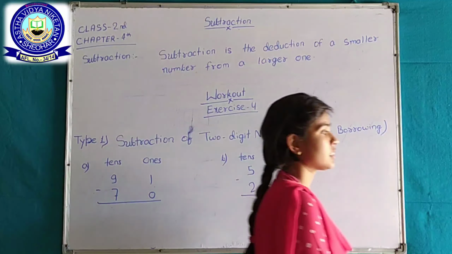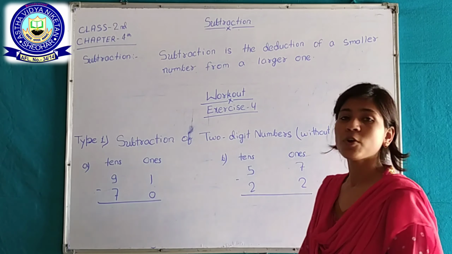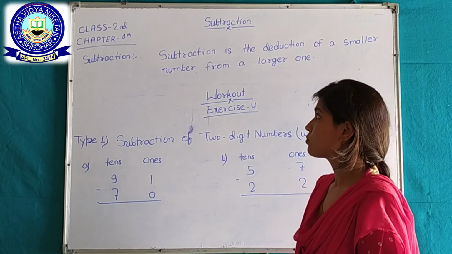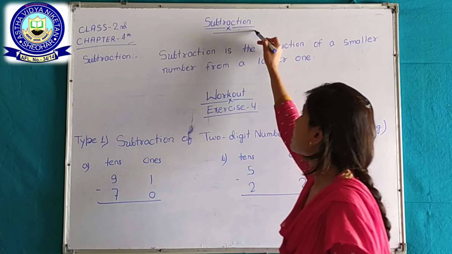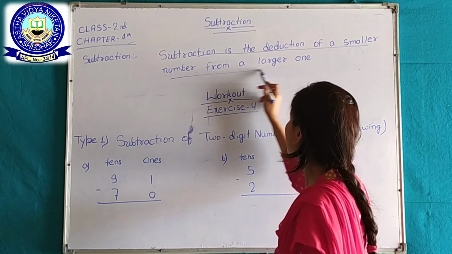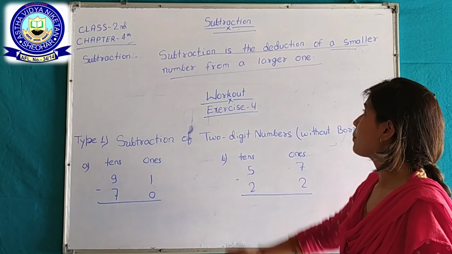Good morning children. In this class we have read about subtraction. This is your chapter 4. In your previous class and previous chapter you have read about what is addition in chapter 3rd. In chapter 4 you have to read about what is subtraction. Subtraction is the deduction of a smaller number from a larger one.